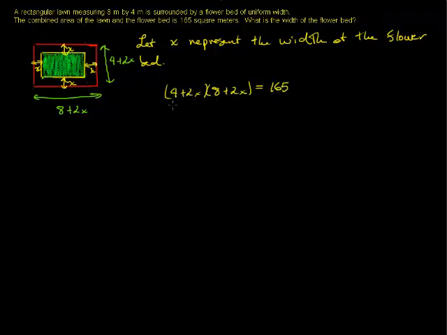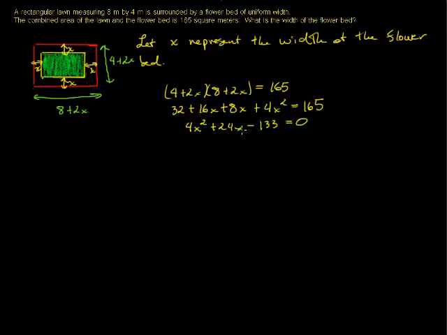If we expand this, we get 4 times 8, which is 32, 2x times 8, which is 16x, and 4 times 2x, which is 8x. And 2x times 2x is positive 4x squared, and that's equal to 165. Now if we combine like terms and subtract 165 from both sides, we can rewrite this in standard form. We have 4x squared plus 24x minus 133 is equal to 0.